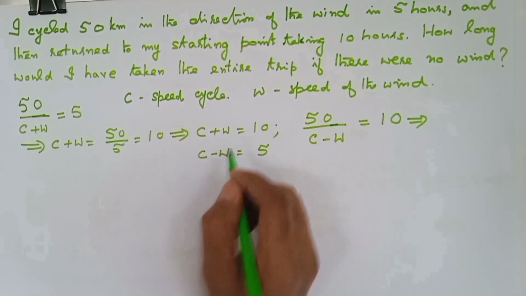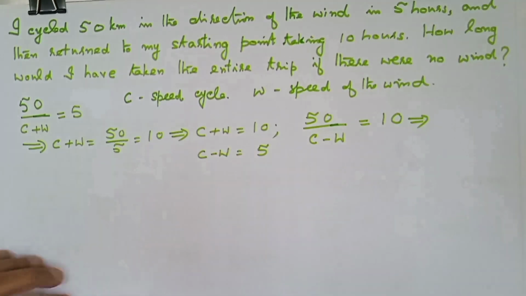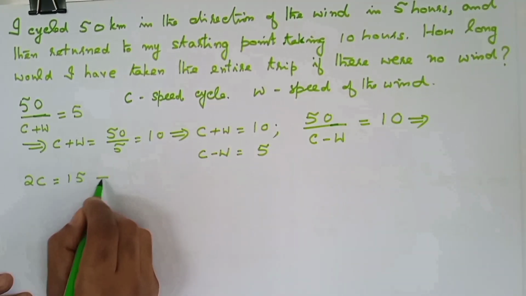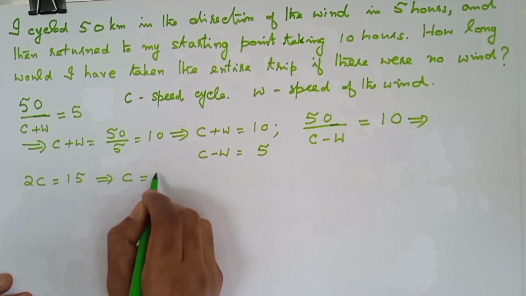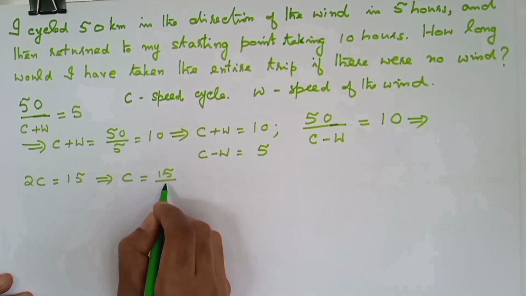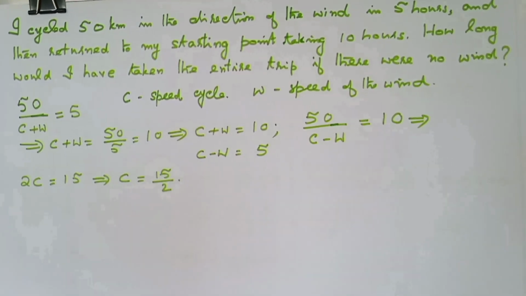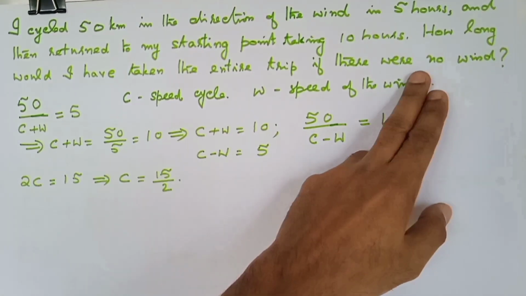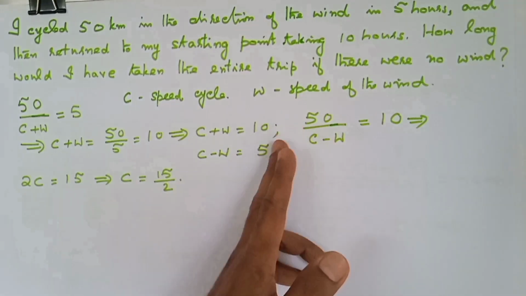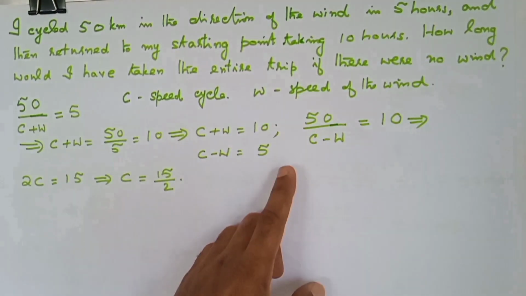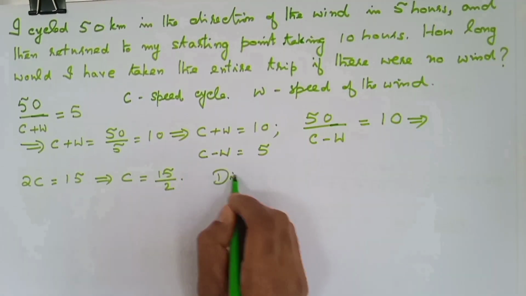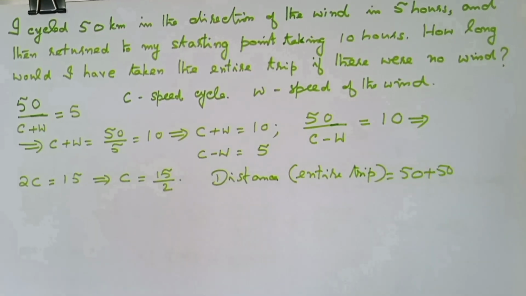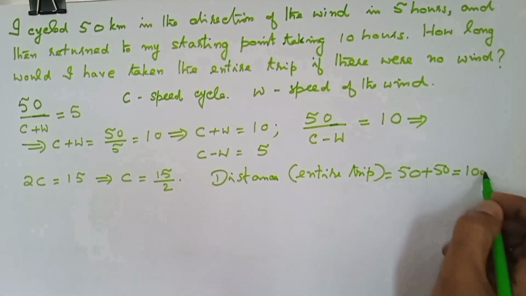So, we have two equations. Just add them up. You will get 2C equal to 15, which implies C is equal to 15 by 2. So we got the speed of the cycle. The question is about finding what? The time taken for the entire trip. Entire trip means 50 plus 50, 100. Distance for the entire trip will be 50 plus 50 equal to 100.